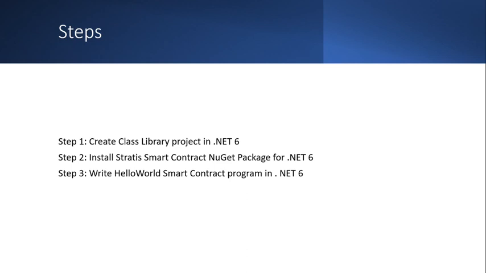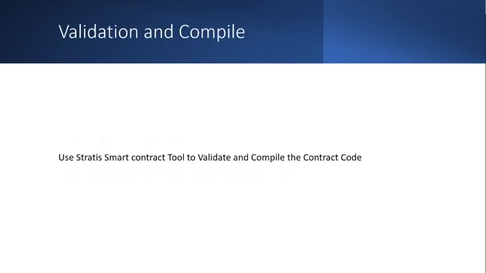So now let's go for the steps. First step is to open Visual Studio and create a class library project in .NET 6 framework. Then go to the NuGet package manager, search and install Stratis smart contract package for .NET 6. Then the environment is ready and we can write a smart contract program. Now let me demonstrate to you how you can achieve this.